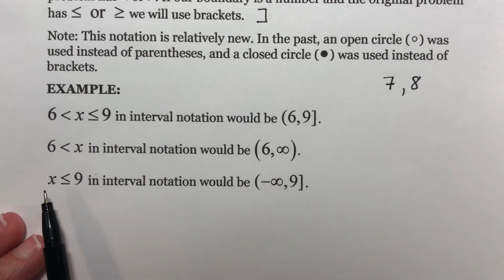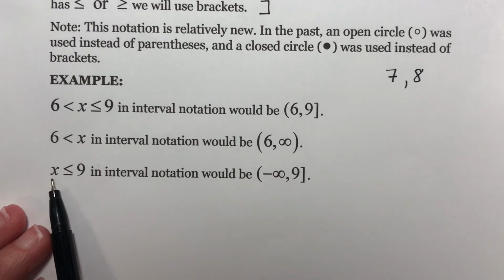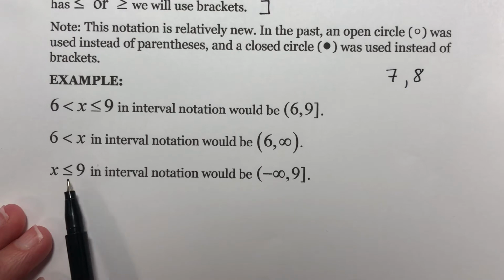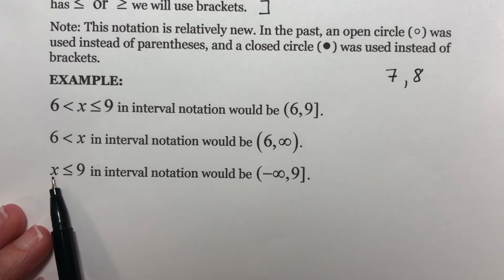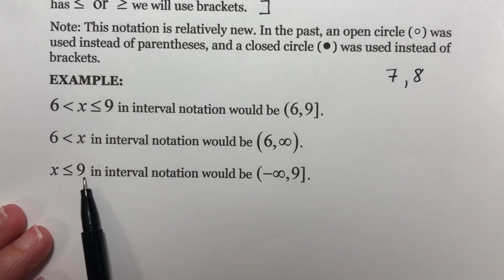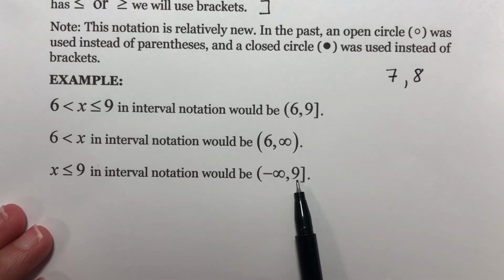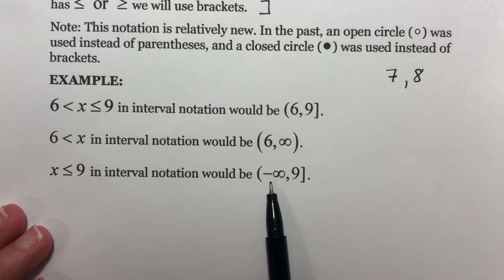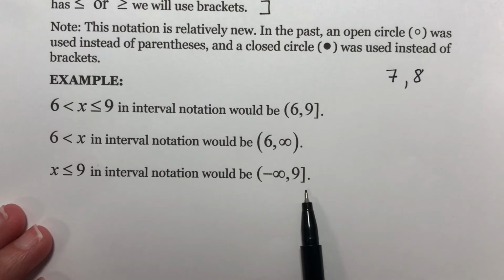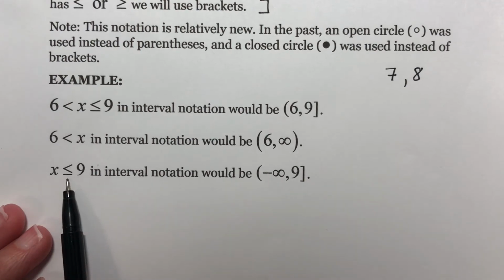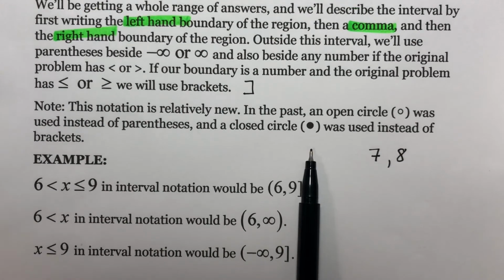Okay? Here, we're looking for numbers that are smaller than or equal to 9. So negative numbers are less than 9. So we start off with negative infinity. And the largest it's allowed to be is a 9. Infinities, whether negative or positive, get parentheses every time. The 9 gets a bracket because this had an equal to on it. Okay, we're going to come back to this.